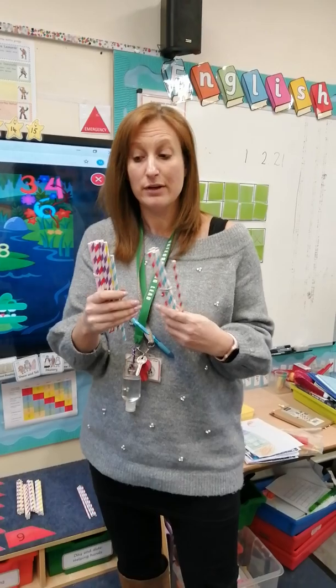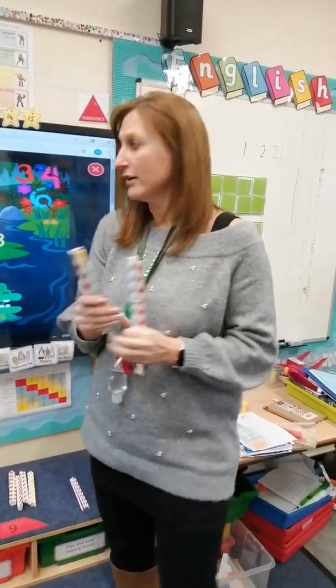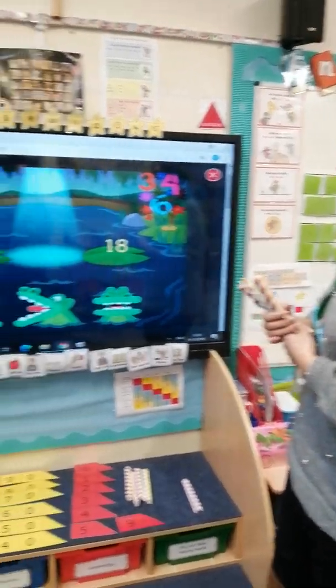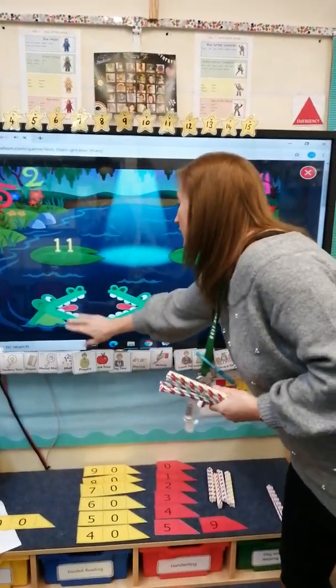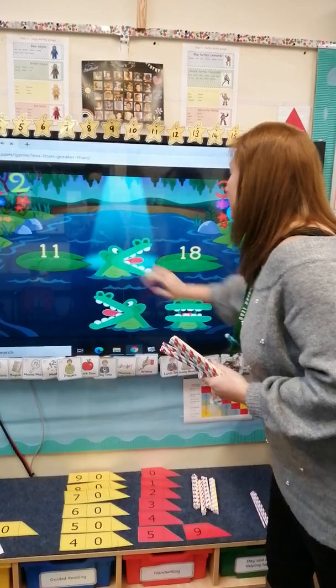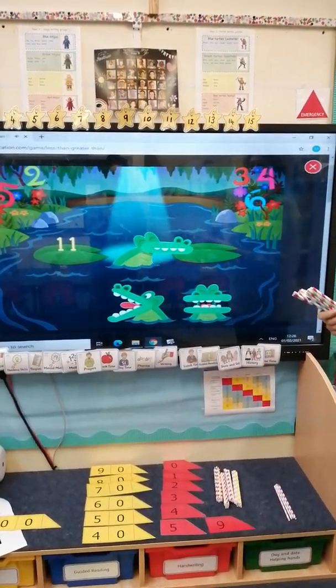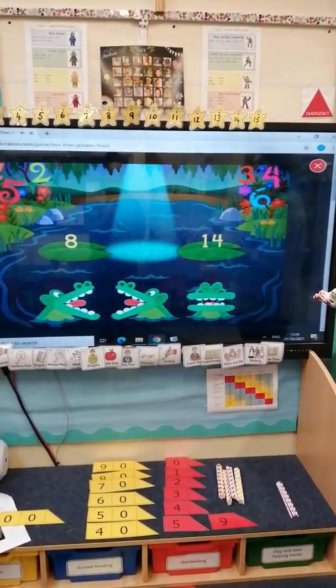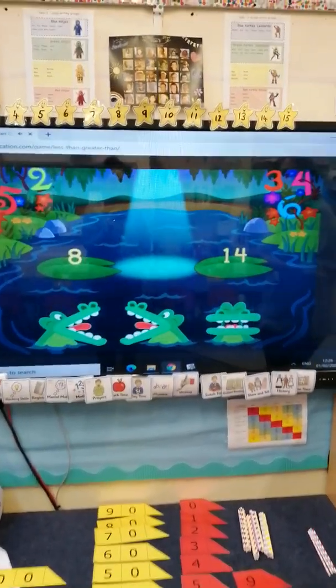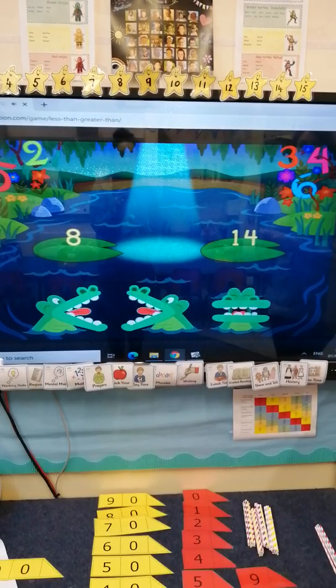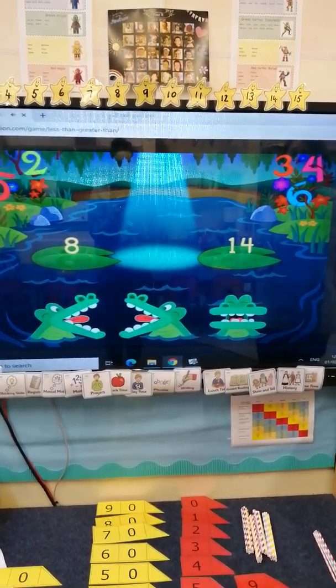You're right, 18. And that's how we determine it's the bigger number, because they've got the same number of tens, so then we look at the number of ones. So we could say the crocodile is going to eat the biggest number, so we're going to click on this one. He's going to eat the biggest number. Yum, yum, yum. Okay. I've put the link for this game, so feel free to have a little play on this game yourself.